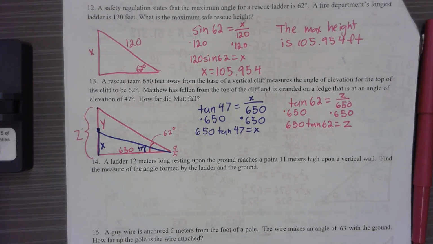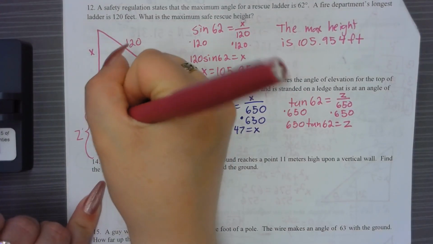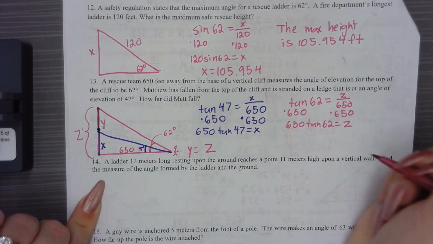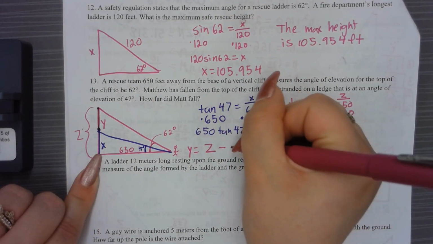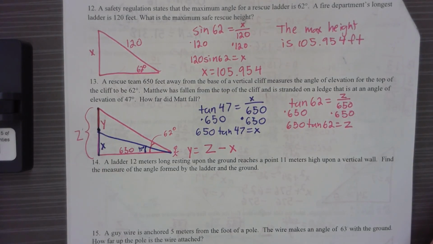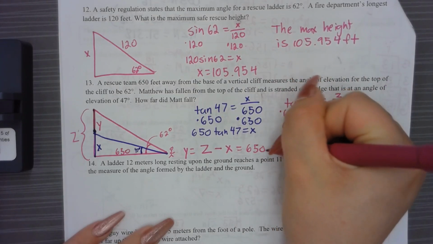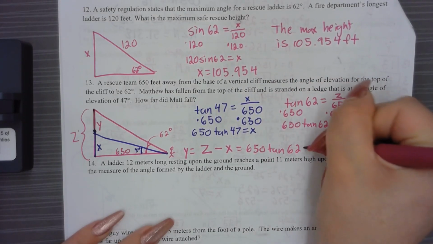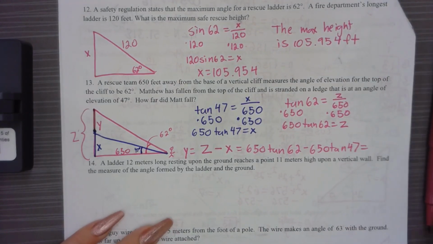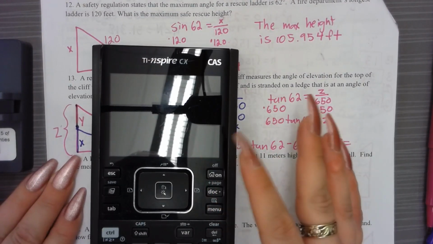But we want to find Y. We want to find the distance that he's fallen, which is this distance right here. So in order to do that, we need to take the total distance of the cliff and subtract how much of the cliff he has left, so that X. And that would allow us to solve how far he's fallen. So that means we're going to do 650 times the tangent of 62 minus 650 times the tangent of 47. And that's what we're going to plug into our calculator.